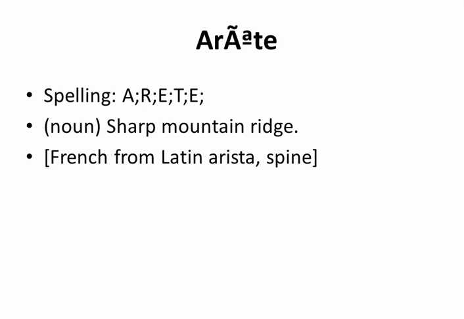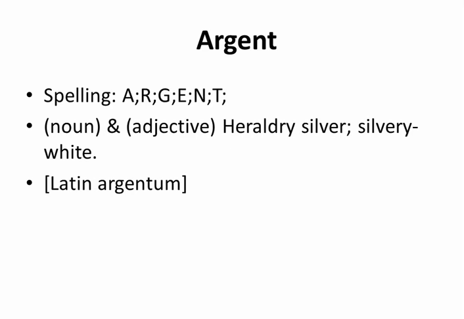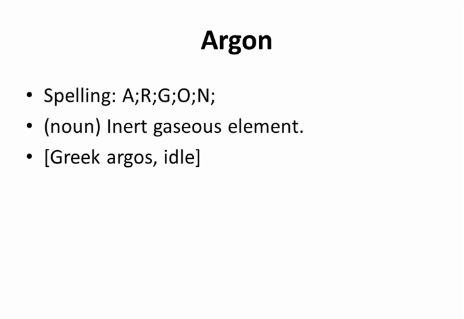Arete. Spelling, A-R-E-T-E. Noun, sharp mountain ridge. French from Latin arista, spine. Argent. Spelling, A-R-G-E-N-T. Noun and adjective, heraldry silver, silvery white. Latin argentum. Argon. Spelling, A-R-G-O-N. Noun, inert gaseous element. Greek argos, idle.